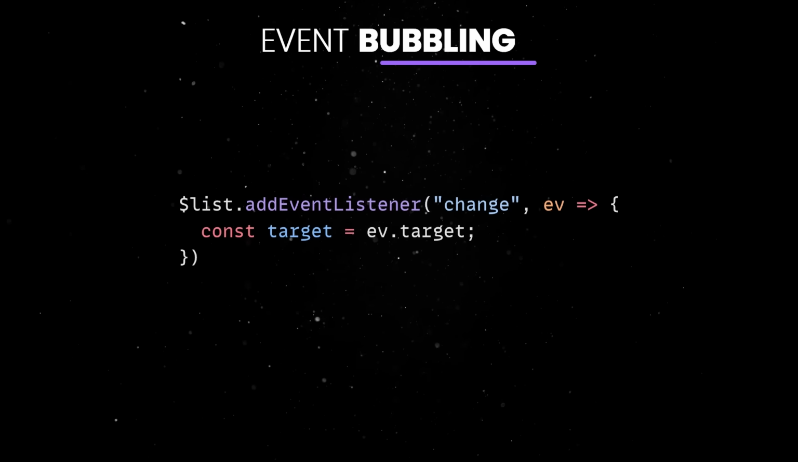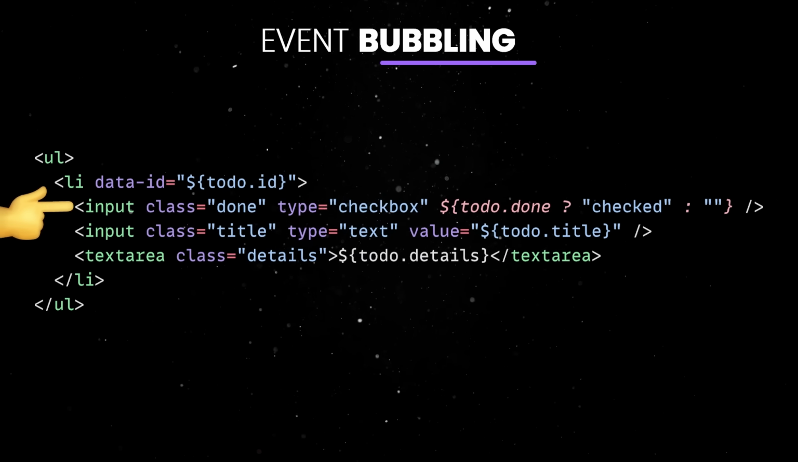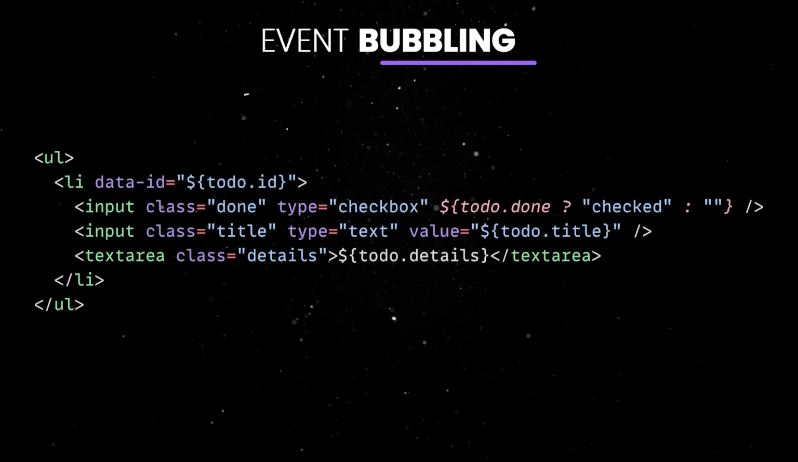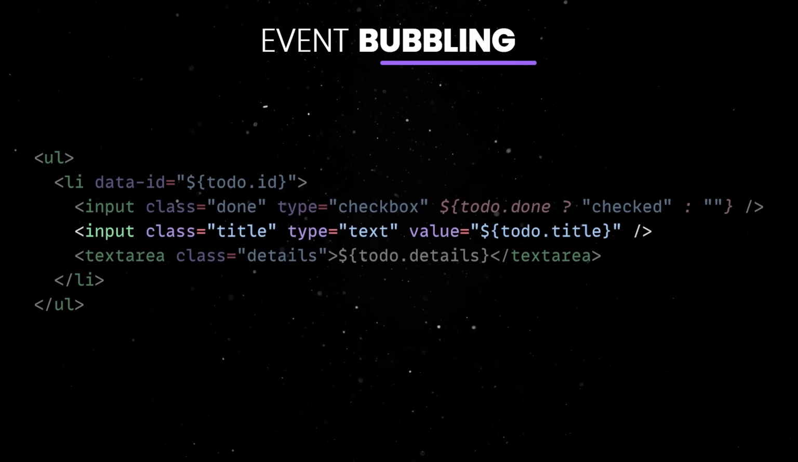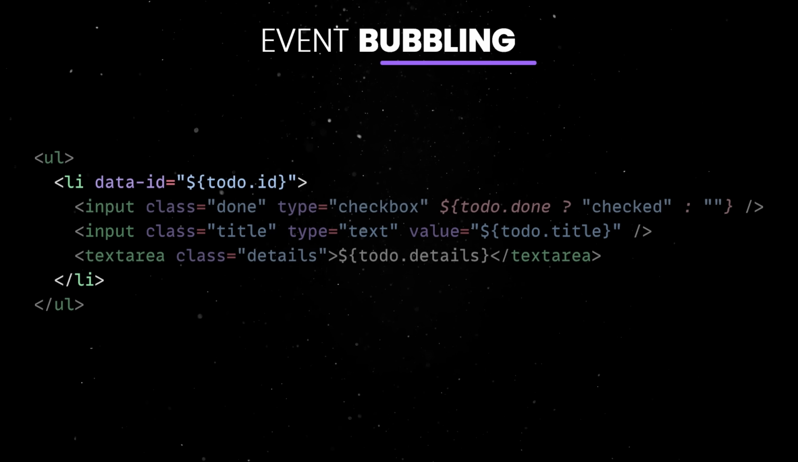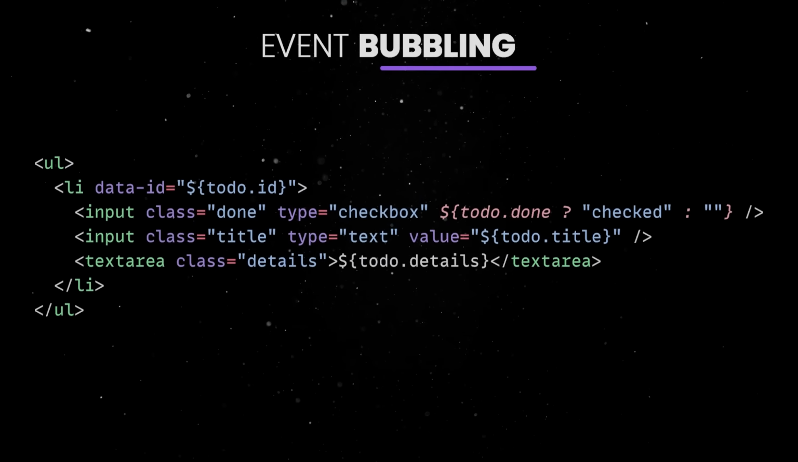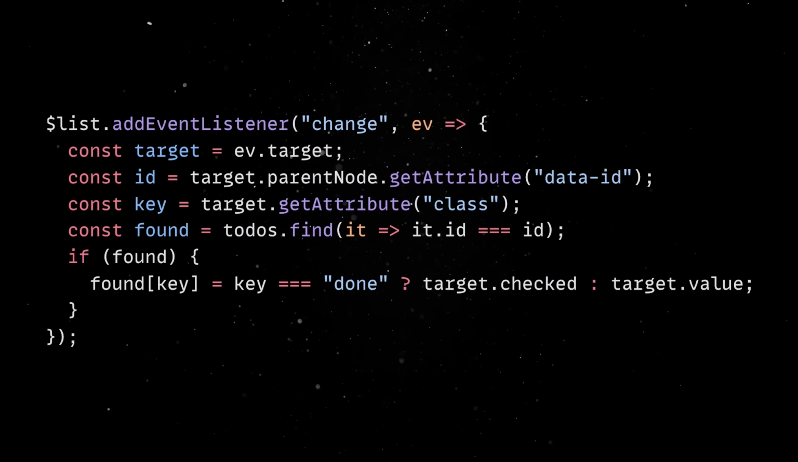Let's look at our HTML structure again. So we have a list entity containing list entries with inputs and text areas. When a user changes the value in the title input, a change event will be triggered on the input. Then, the event will bubble up to the list entry, and then will bubble up to the actual list group. Here, we catch the event, and the event target will point to that title input.